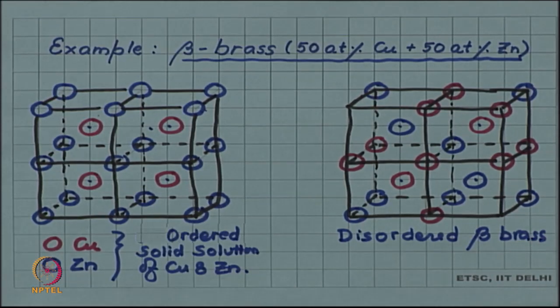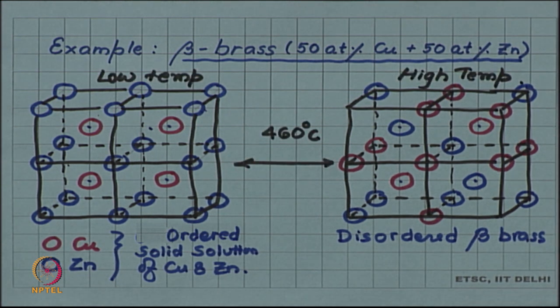And both are available. What happens in nature, and that we will look at in a little bit more detail when we discuss the topic of phase diagrams, is that these two structures interchange at a temperature of about 460 degrees Celsius. So, at lower temperature, below 460 degrees Celsius, you will have the ordered structure, and above 460 degrees Celsius, you will have the disordered structure of beta brass.